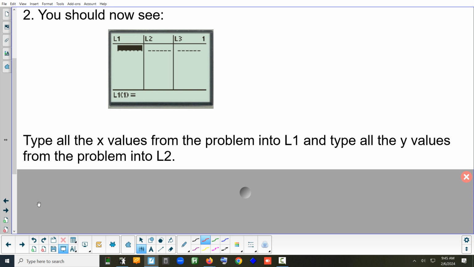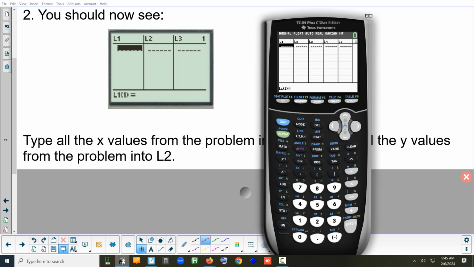What I want you to do is look at the table in example 3 and look at all the x values: 1, 2, 3, 4, 5, 6, 7. I want you to type those x values in the column that says L1. The first column is L1, and we're going to type in the x values from the table on your guided notes. What's the first x value? 1. So you type 1, and then you hit enter when you're done typing the number.